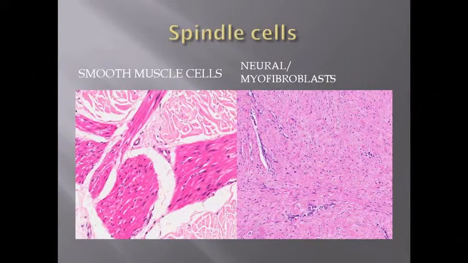Now, differentiating between these 2 cell types is of crucial importance in deciding what spindle cell tumor we are dealing with. Morphology, of course, helps a lot at the end of the day in deciding what the cell type is. But immunohistochemical stains, as we know, are also important in deciding these cell types.